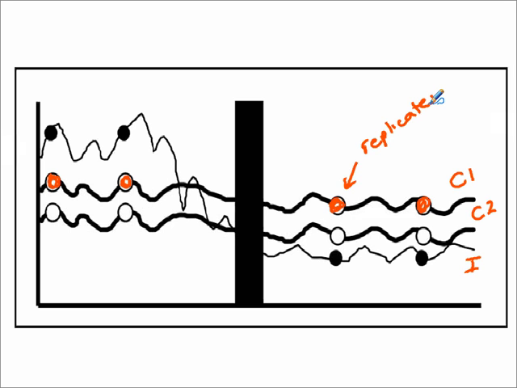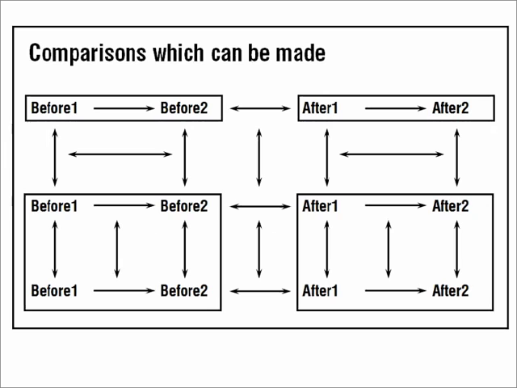Altogether, you can see we've got 6 sampling times before, 6 sampling times after, a total of 12 sampling events. Multiply that by however many replicates are taken each time. So if it's 5 replicates, then it's 60 samples in total. Now, one of the things that beyond-BACI designs enable is many more comparisons.